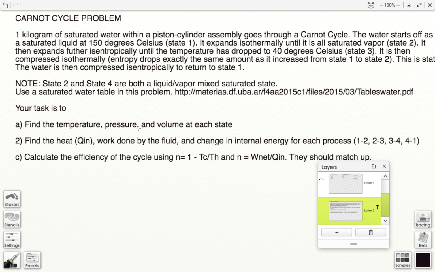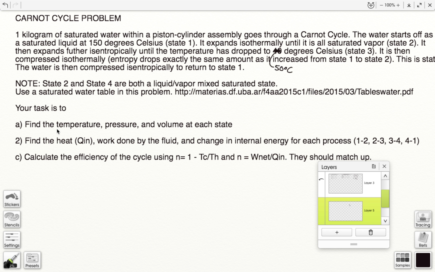In this video, I'm going to go over the solution to the Carnot cycle problem I set up in the video before. In this problem, we have 1 kilogram of water in a piston cylinder assembly going through the Carnot cycle. In this video, I'm going to change this temperature right here from 40 degrees Celsius to 50 degrees Celsius. So I'm going to jump right in and start covering part A.